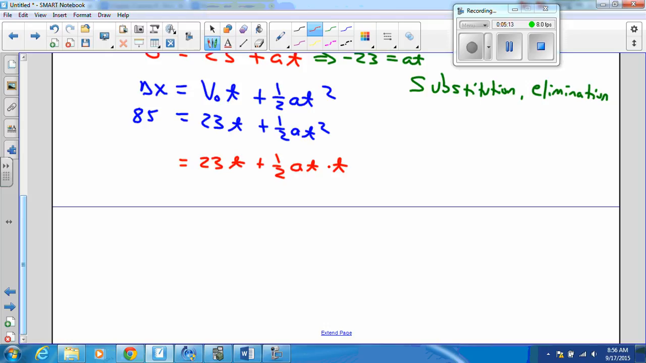Does everybody see why I might want to do that? Because I know what AT is. And so now I can substitute in here, and lo and behold, one of my variables has now dropped out of my equation. And I get a nice simple equation. 85 is equal to 23t minus, well, 1/2 of 23 is negative 11.5. So that when you simplify this, you get 11.5t.